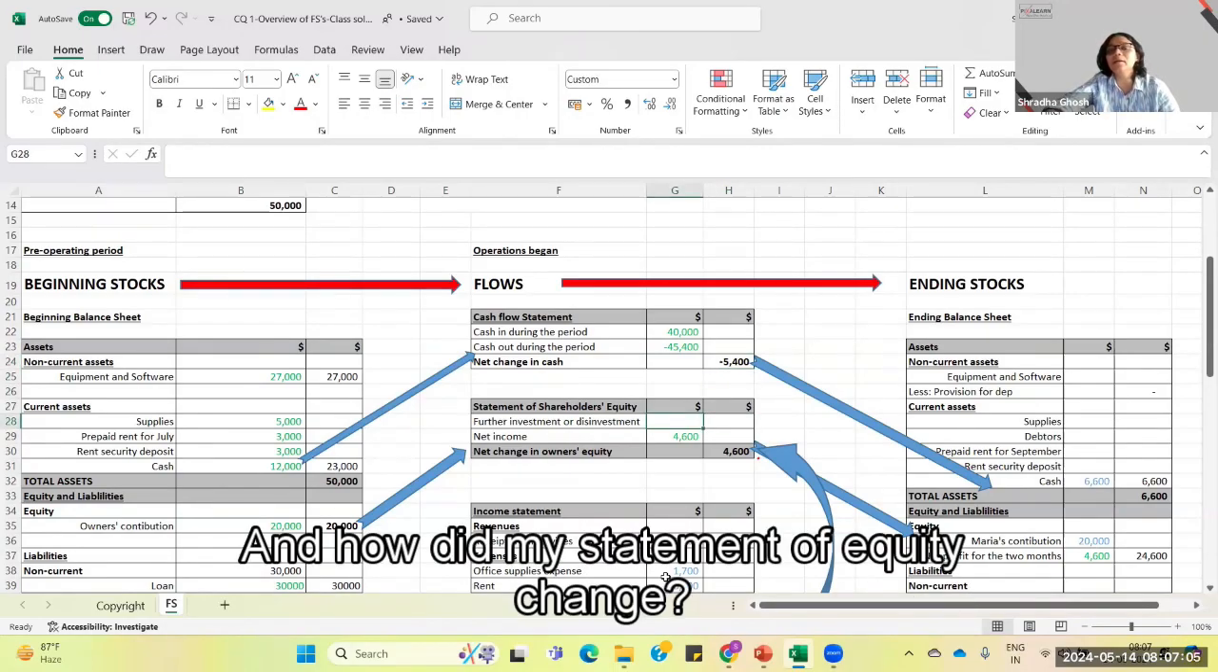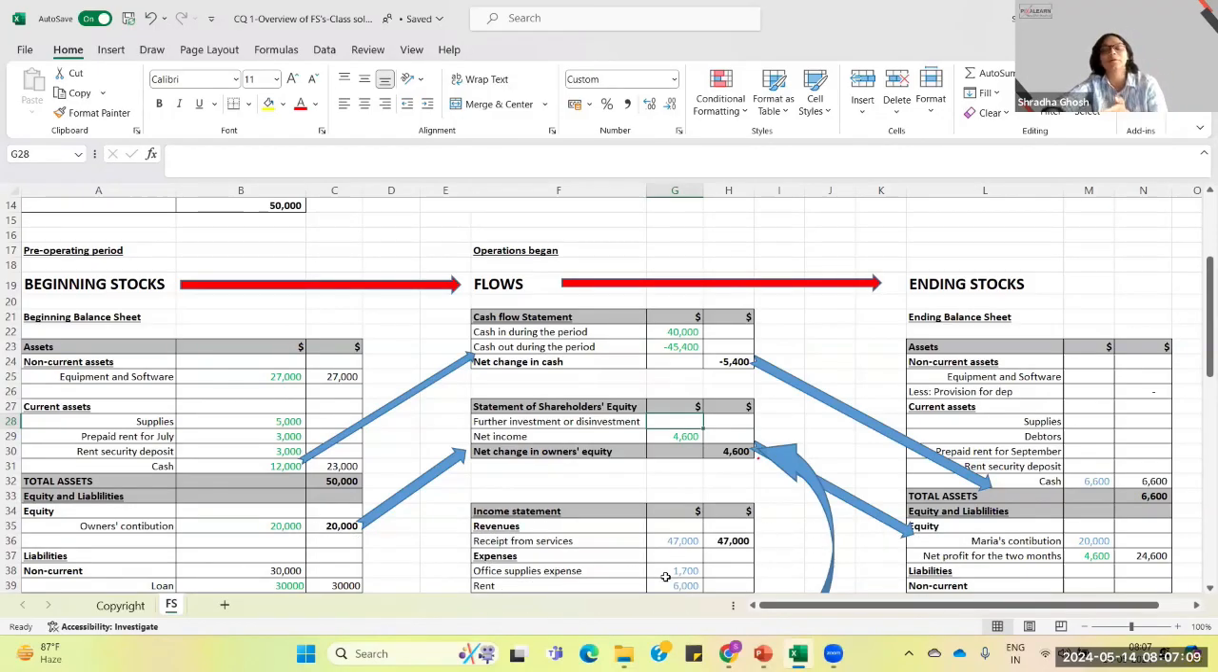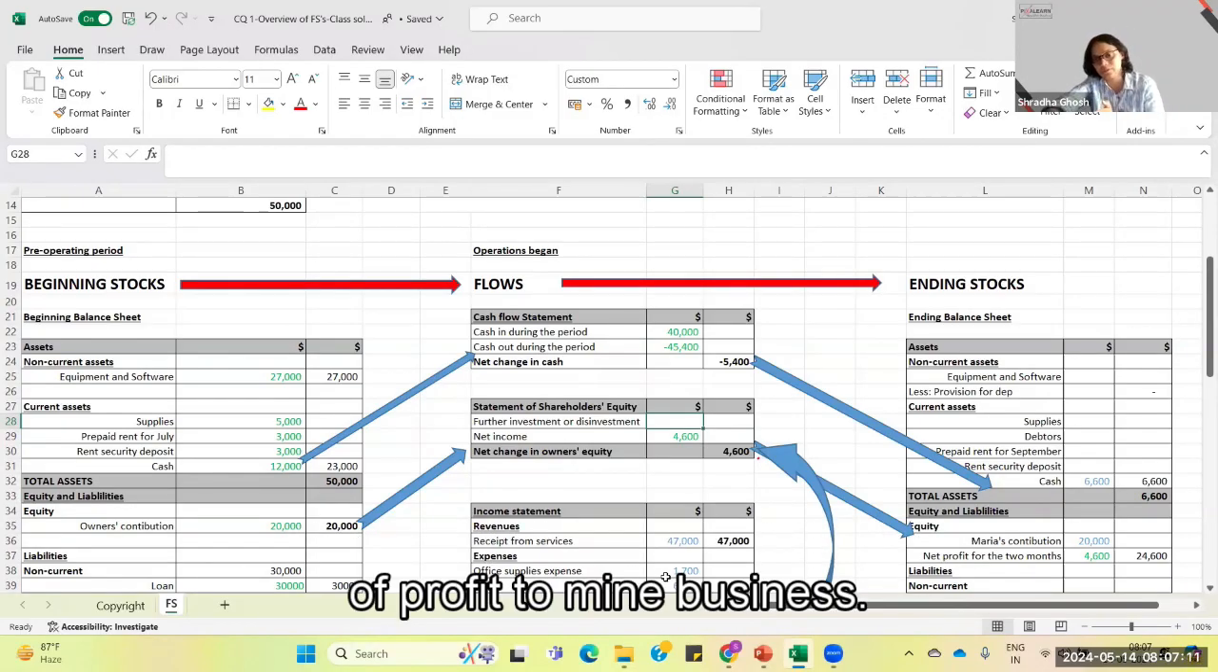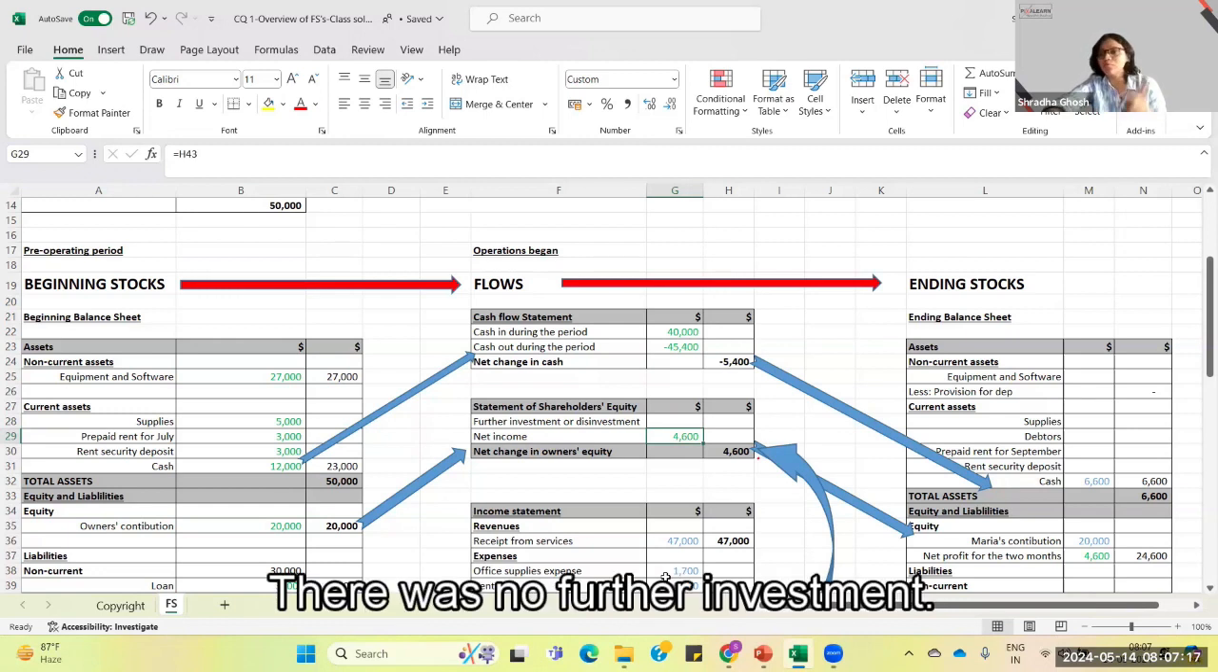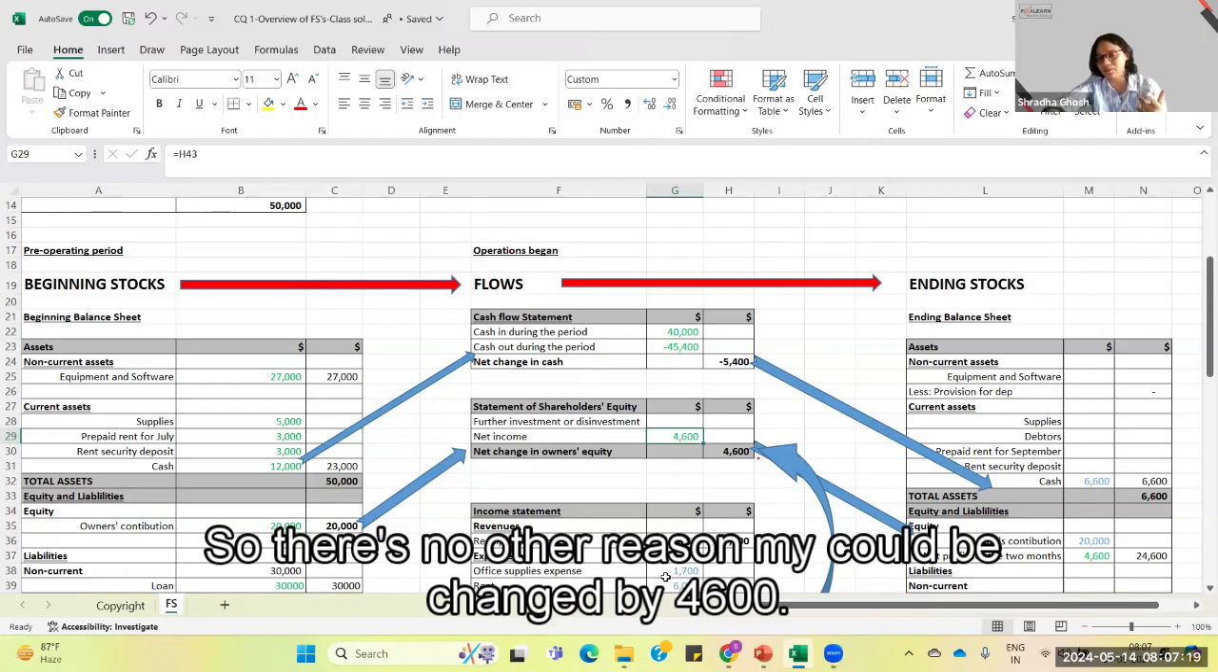And how did my statement of equity change? I added 4,600 of profit to my business. There was no withdrawal, there was no further investment. So there's no other reason my equity changed by 4,600.